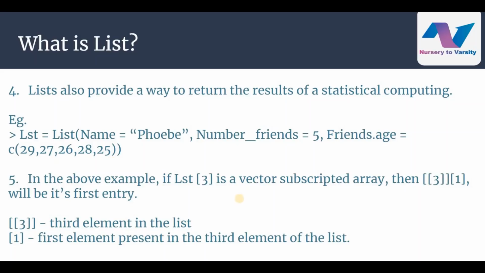Number 5. In the above example, if LST[[3]] is a vector subscripted array, then [[3]][1] will be its first entry. What do this 3 and 1 define? This 3 defines the third element in the list and 1 defines the first element present in the third element of the list. That means the third element of the list is friends age and the first element is 29.